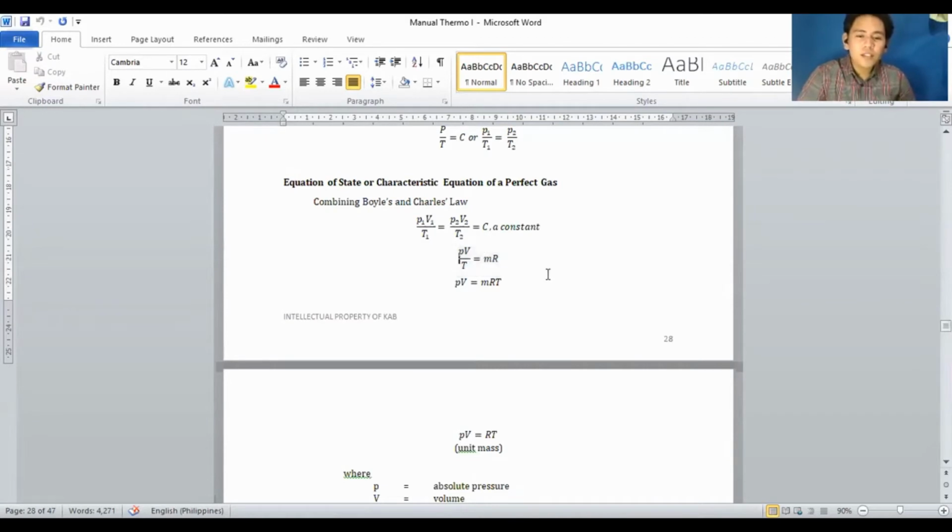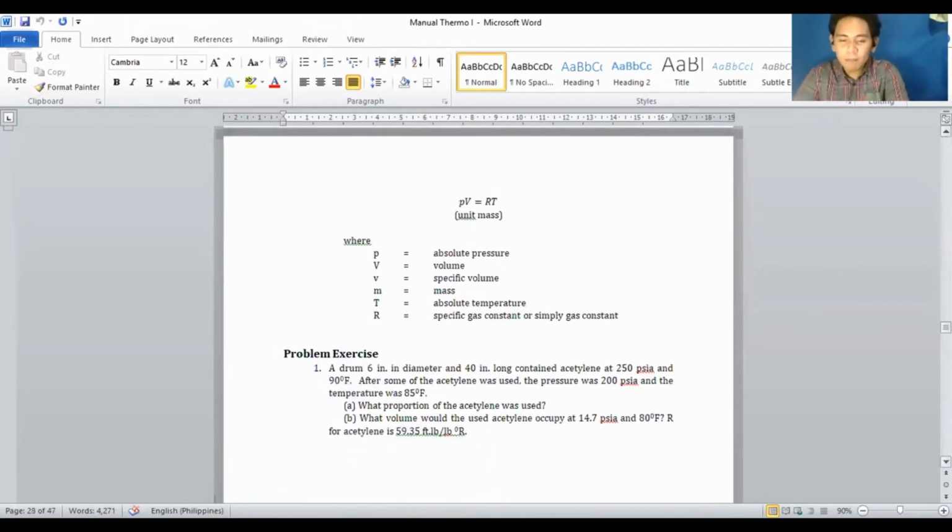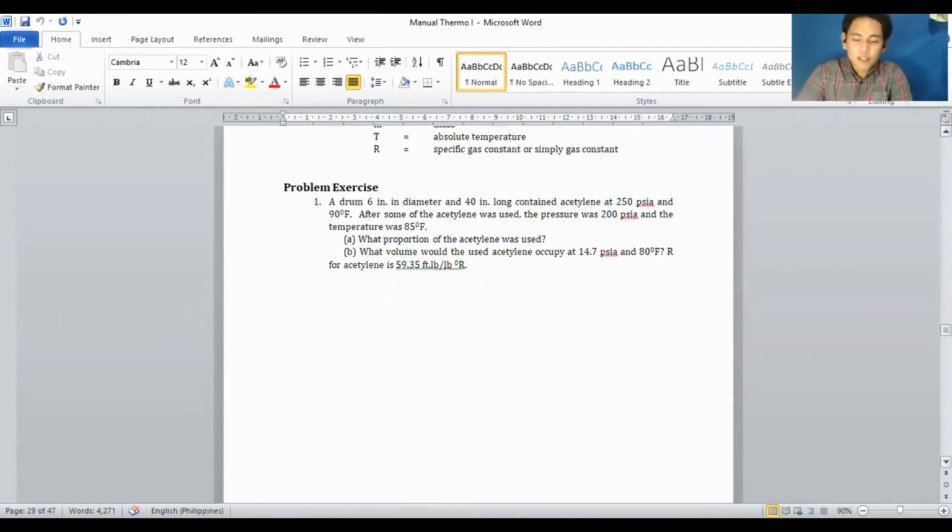When you say MR, M is your mass and R is your constant. If the problem has a given mass and given gas, each gas has its own R. Therefore, deriving this formula, we yield PV equals MRT. So your perfect gas equation is PV equals MRT, derived from the combination of Charles' law and Boyle's law. Now, for better understanding of the concept, let's solve problem exercise number 1.